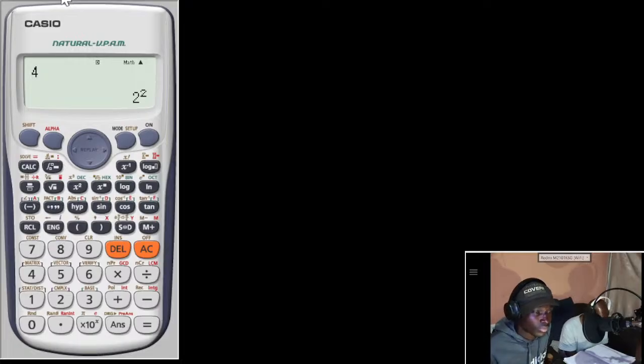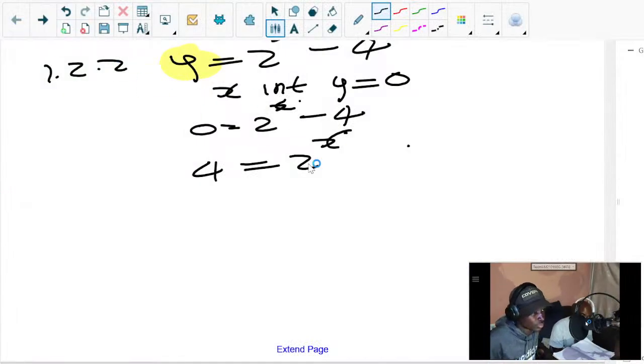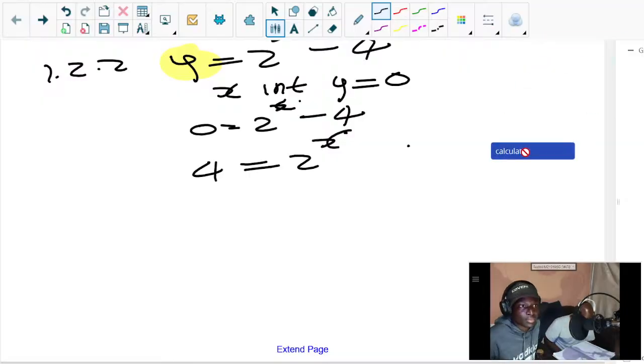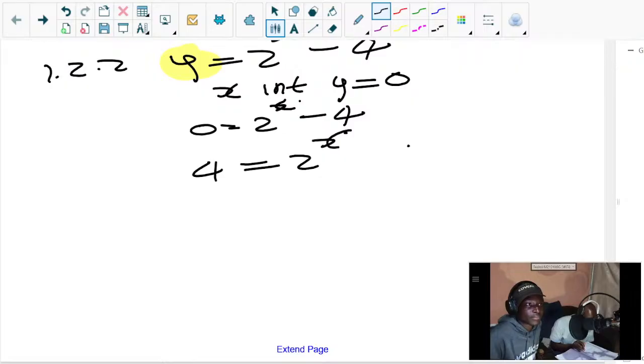Don't worry, guys, if your calculator doesn't have these superpowers. You need to remember from lower grades how you were dividing with prime numbers, prime factors. They will ask you to get prime factors. In grade 8 we do that, grade 9 we do that. But I would advise you to get a calculator that has these superpowers. Just check if your calculator has fact.